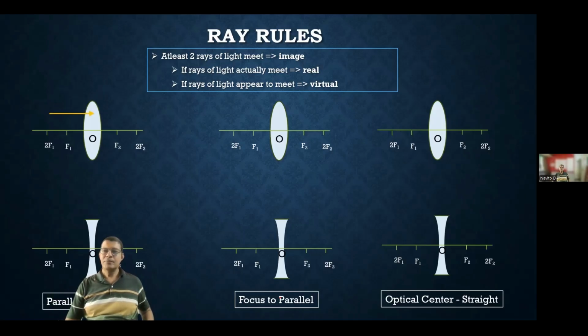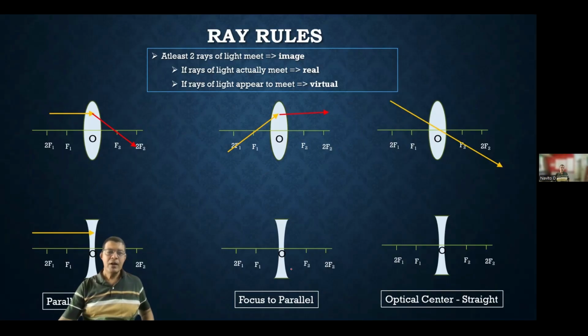The first ray rule: if it is parallel to the principal axis on the left, then it goes towards the focus. It converges towards the focus. And if the ray of light goes through the focus, then it emerges parallel. If the ray of light goes through the optical center, then it goes undeviated through the optical center. Remember, there is no reflection here, that is refraction. So in this particular case, when it goes through the optical center, it just goes straight, undeviated.